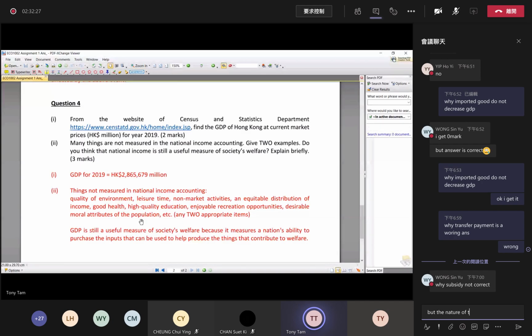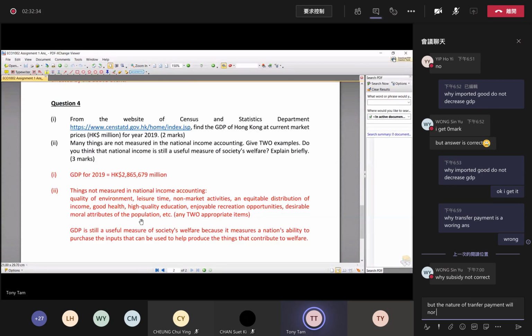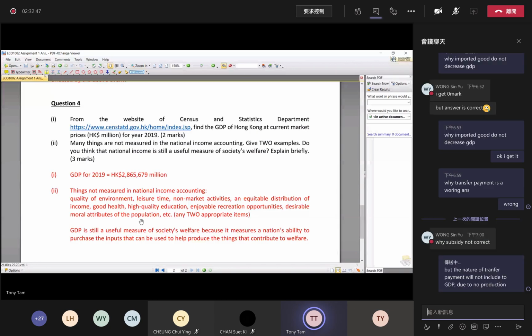If I am the transfer payment recipient, what will I do with the transfer payment? If I get the transfer payment, I will do the consumption, right? So the consumption will be reflected by the GDP, right? Yes, that will be.